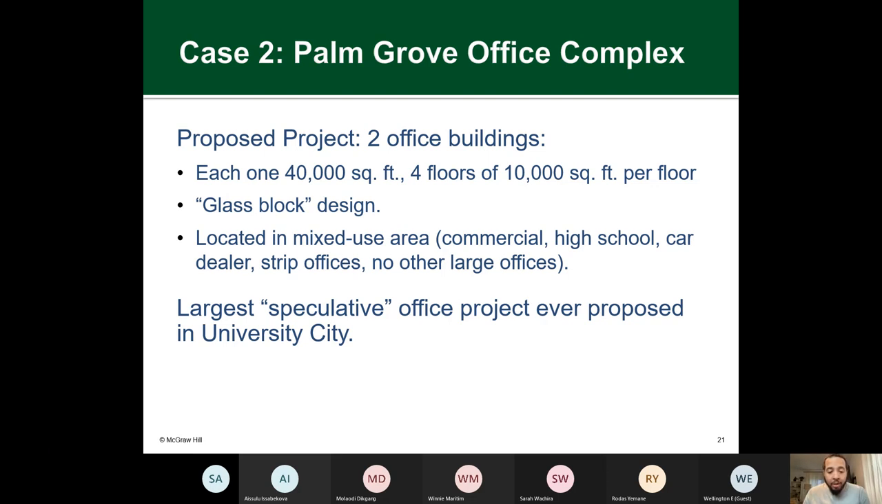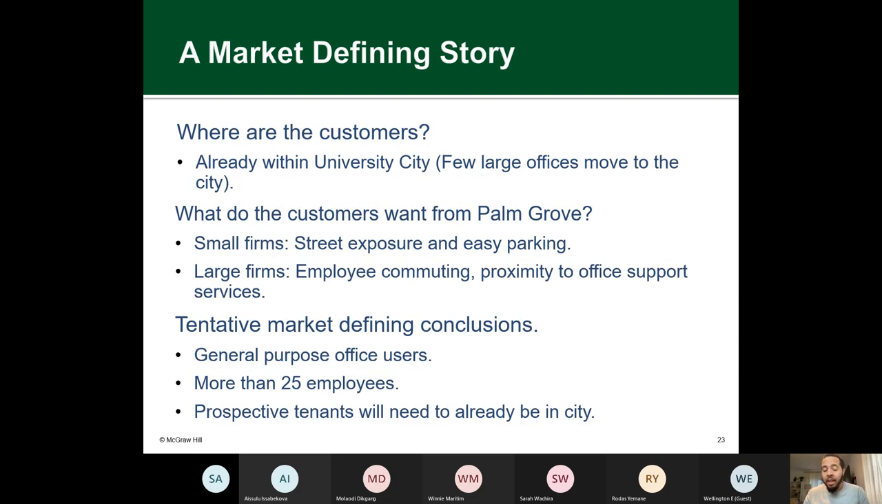The opportunity for a lot of businesses to be in an environment that they know, already within an area that they know. Most large offices move out of the city and stay further out because of accessibility, and it's also cheaper, right? So those that are in the city want small businesses to be able to have street exposure, easy parking, and the potential for employees to commute so that they don't have to drive far, and if they need some support, it's close, right?